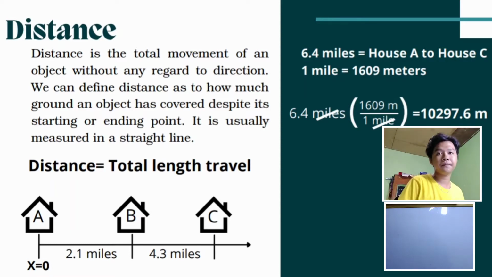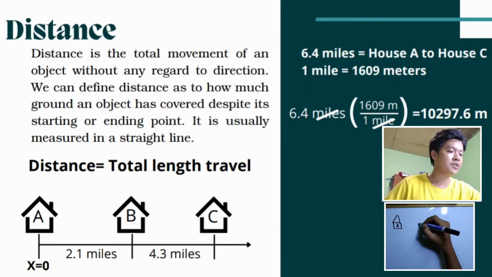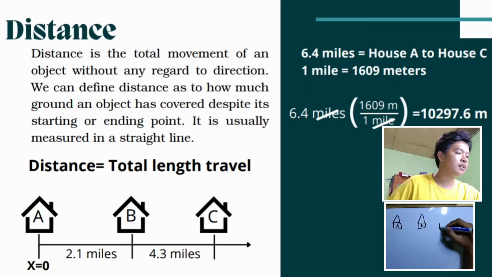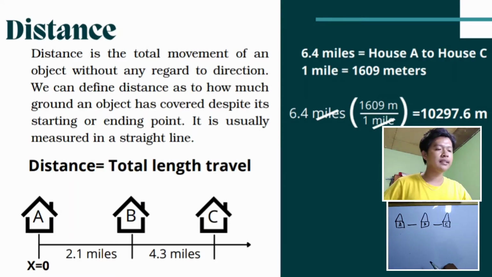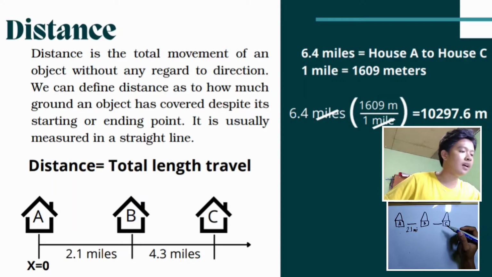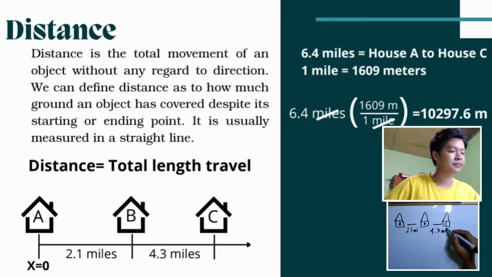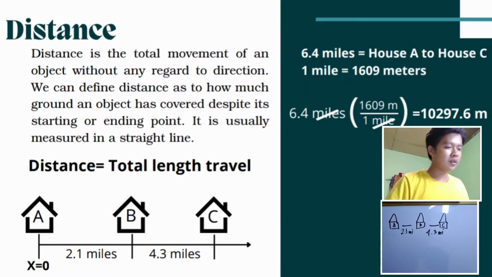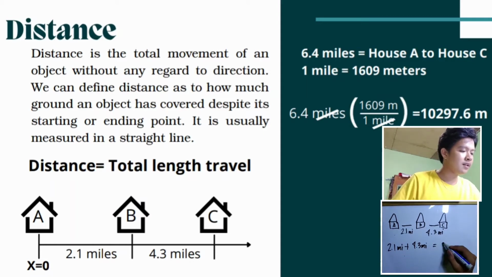So, for example, house A, house B, and house C. The distance of house A to house B is 2.1 miles, and the distance of house B to house C is 4.3. So let's do the math. 2.1 miles plus 4.3 miles equals 6.4 miles.